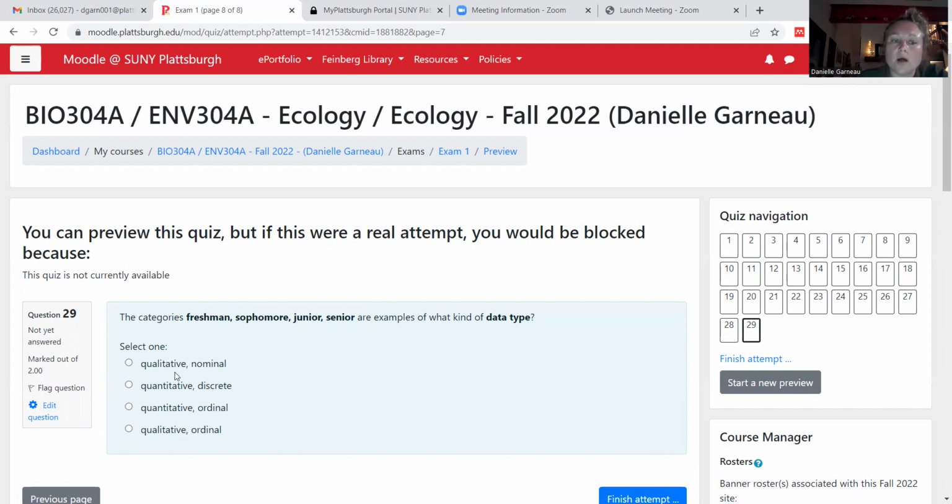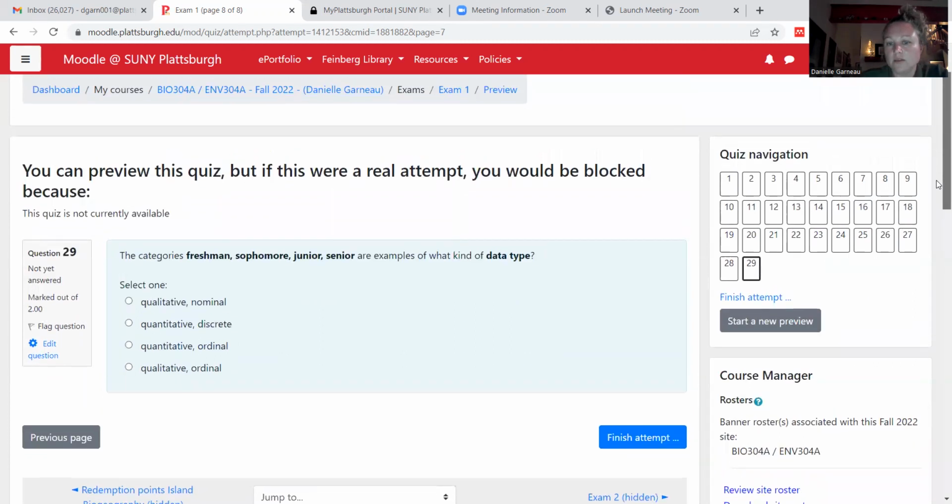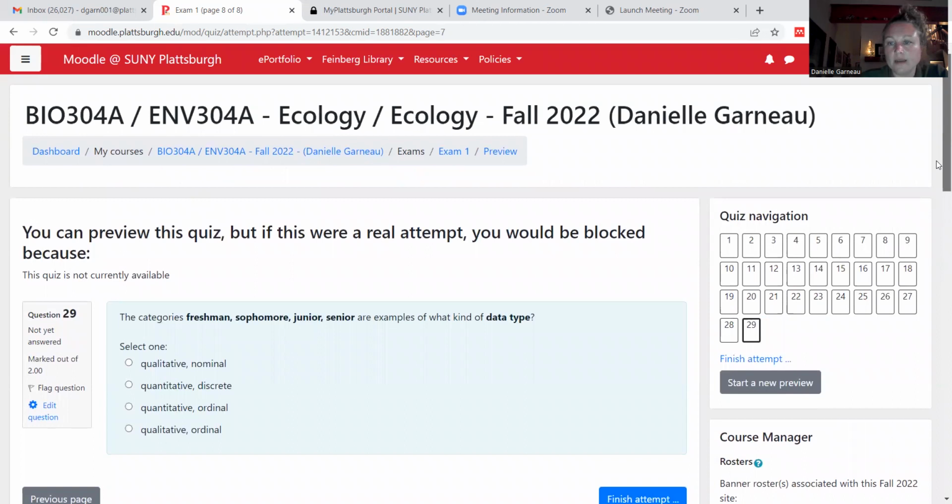And qualitative data then has two different types, either ordinal or nominal. And here we have freshman, sophomore, junior, senior. You can rank those, right? There's an order to them, so it would be qualitative ordinal data. Okay? So that is test one.